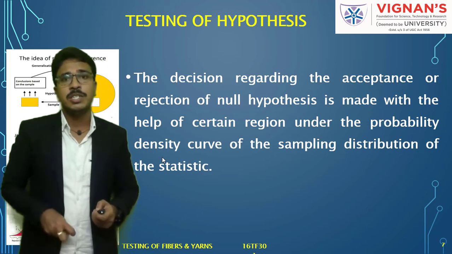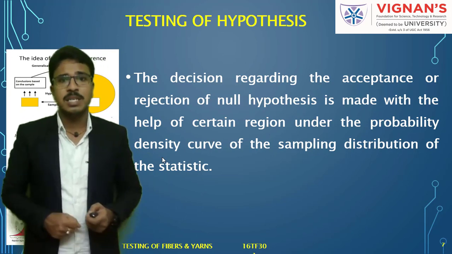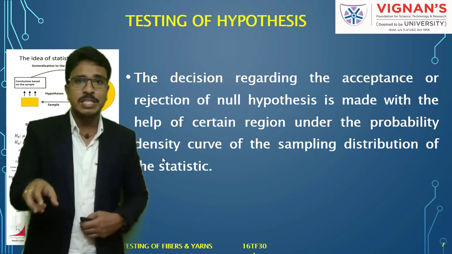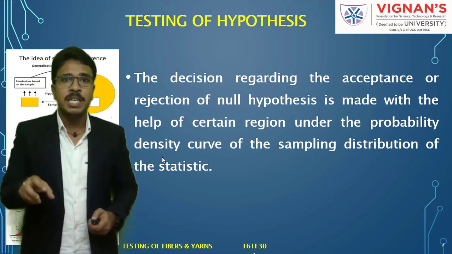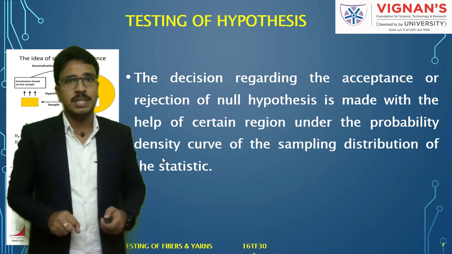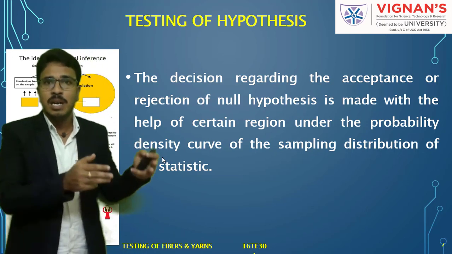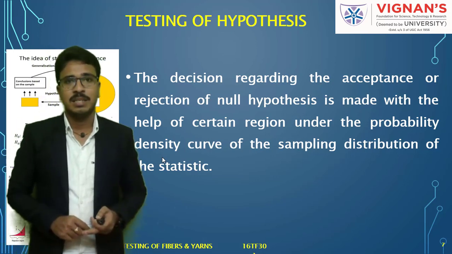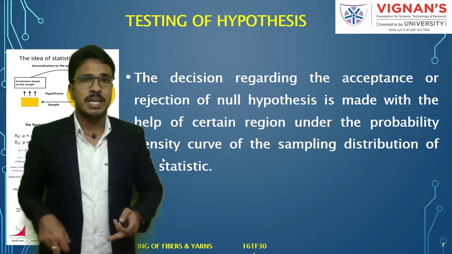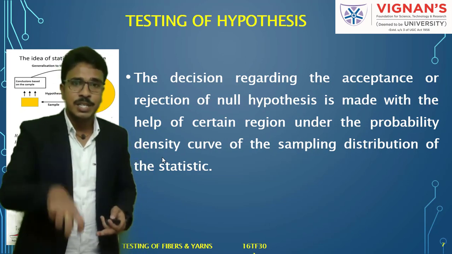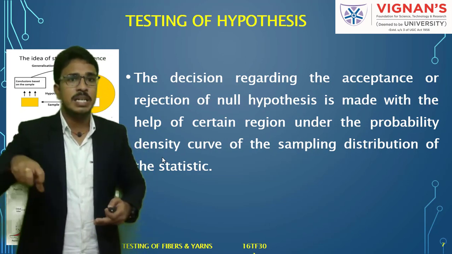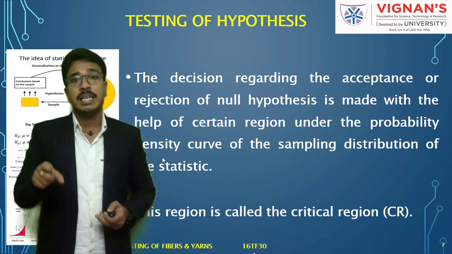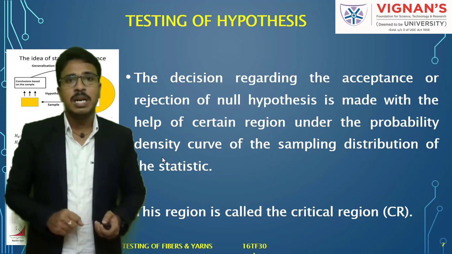So there is a region in this probability density curve, that is, the sampling distribution of the statistic. Depending upon the region, if the null hypothesis falls under this region, we reject it. That is how we make the decision from the region under the probability density curve. This region is called the critical region. This is very important to understand.